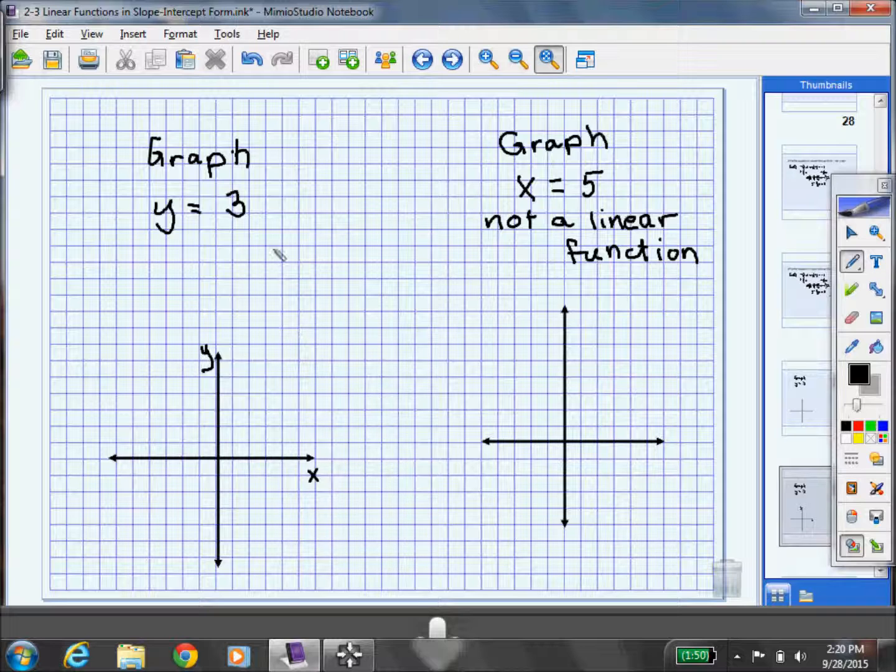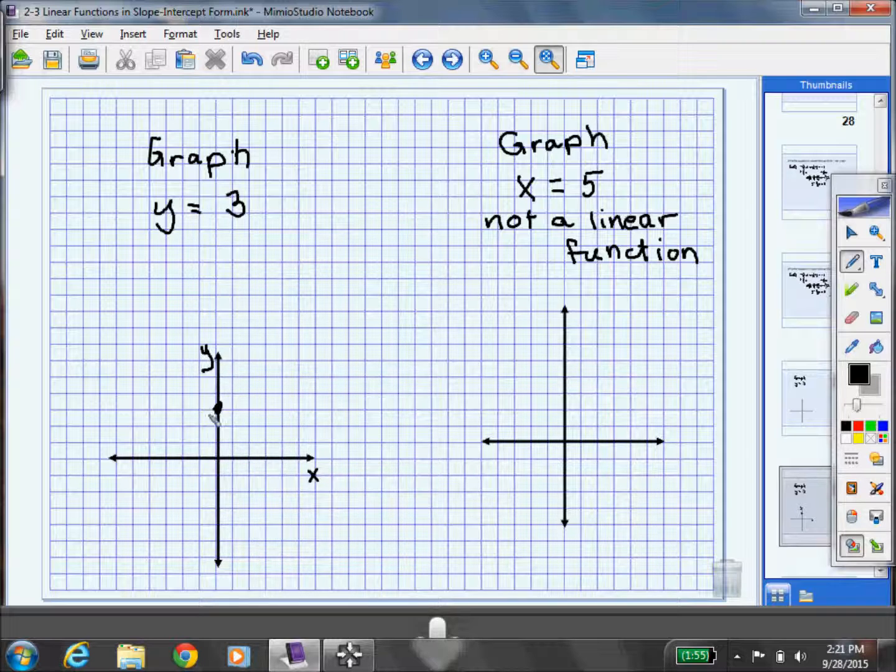Is this a horizontal or vertical line? Wouldn't everything just be on the y-axis? Well, here's the deal. The first thing you do is graph what it actually says, y equals 3. So I go on y and I go to 3. Then you can think about any other points that have 3 as the y part.